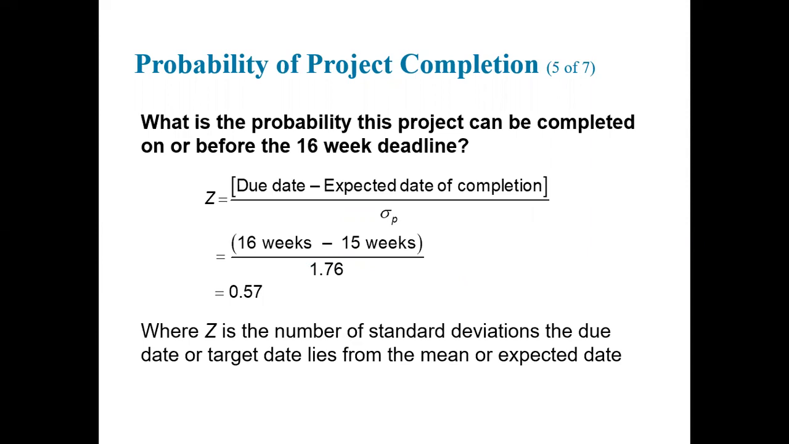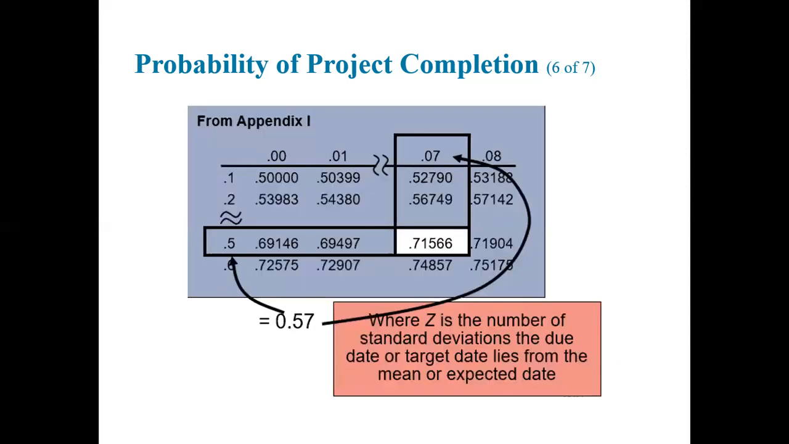Okay, so using the z-score approach, I'll subtract the expected date of completion from the due date, divide that by our standard deviation for the project, and come up with a z-score. In this case, the z-score is going to be 0.57. Now I'm going to use this z-score of 0.57, go into the z-score table and figure out the probability associated with that 0.57.